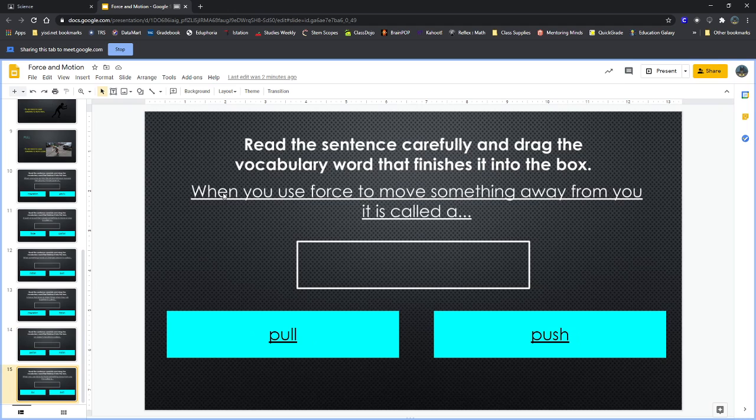Final question. When you use force to move something away from you, it's called a blank. You think it's called a pull? Put that in the box. If you think it's called a push, put that in the box.